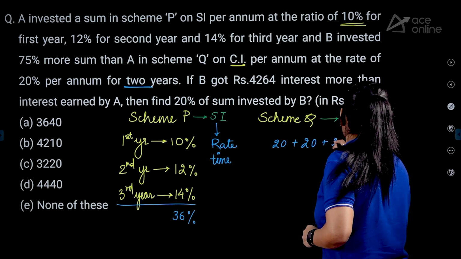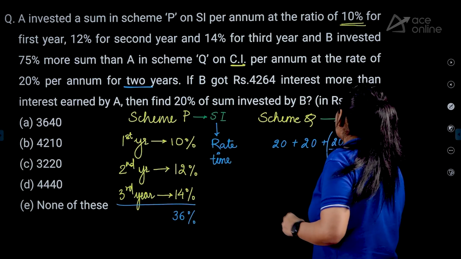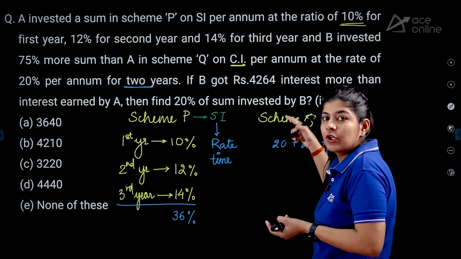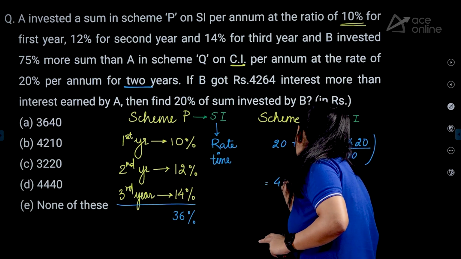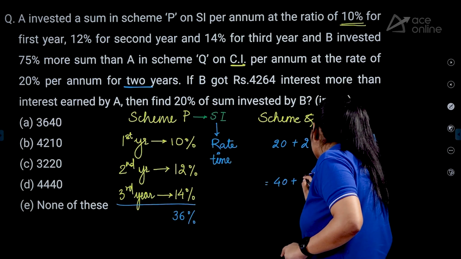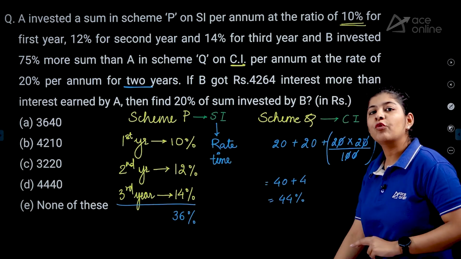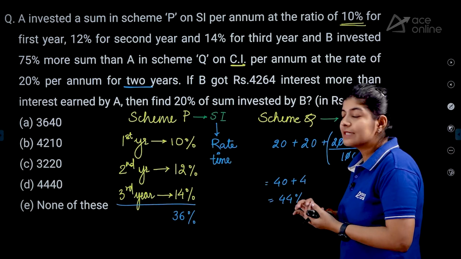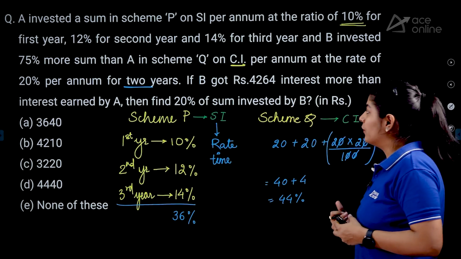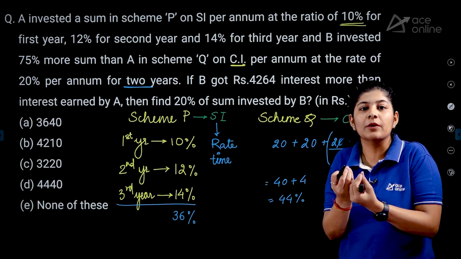20 into 20 divided by 100. Basically, it will give me the combined rate that I have to apply on scheme Q for 2 years. So here I am getting 40 plus, here these two zeros are eliminated by these two zeros, and here I am getting 4. So ultimately I am getting 44% of interest on this scheme Q. But here, what we need to find out is the sum, right? What I need to find out? I need to find out the principal value, okay?